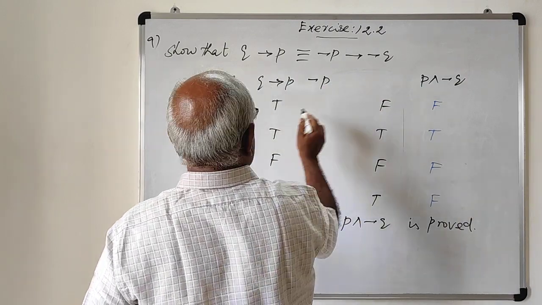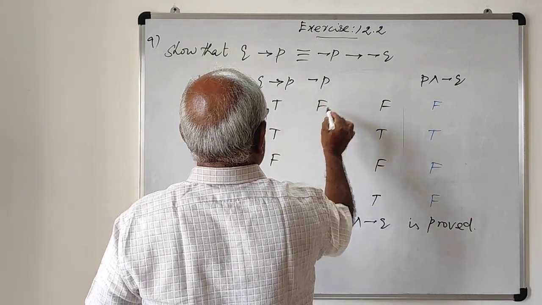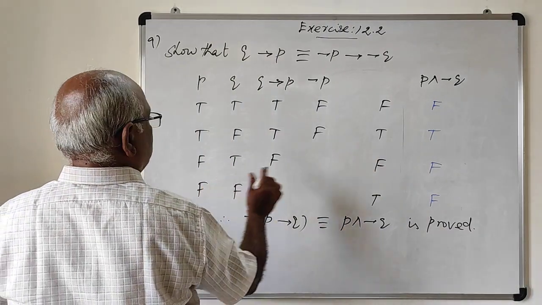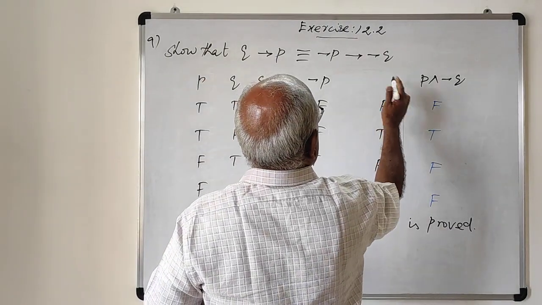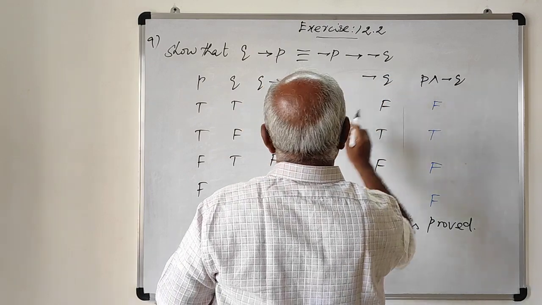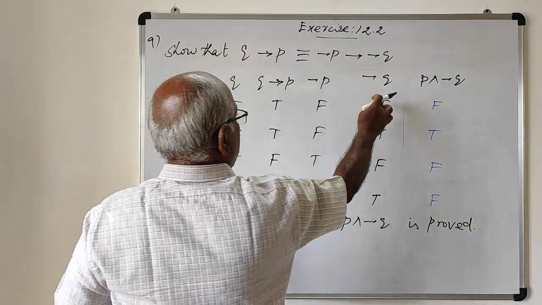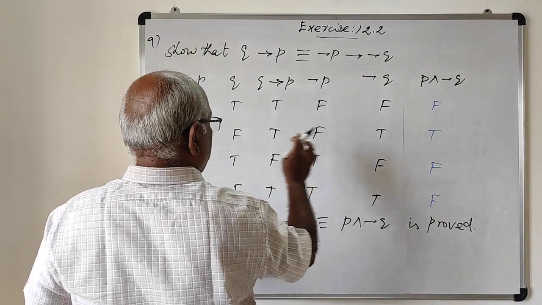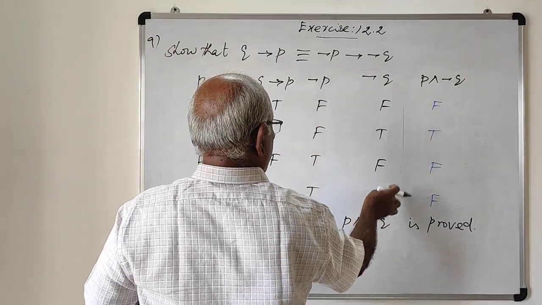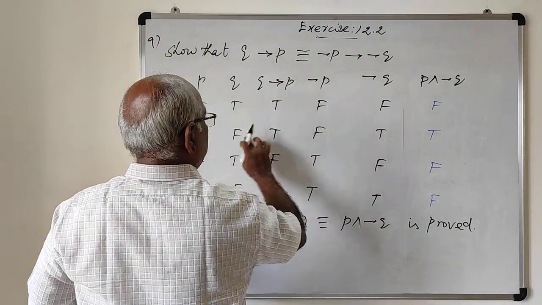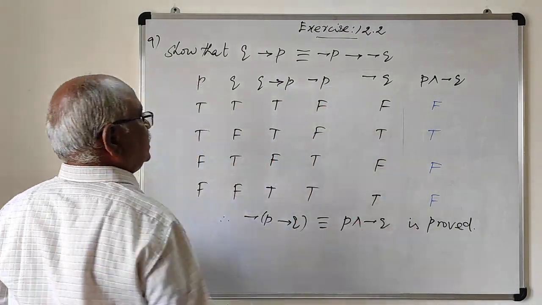Next, negation P. In negation P, T is replaced by F and F is replaced by T. Already we wrote this is negation Q. In negation Q, T is replaced by F and F is replaced by T. So this is negation Q.